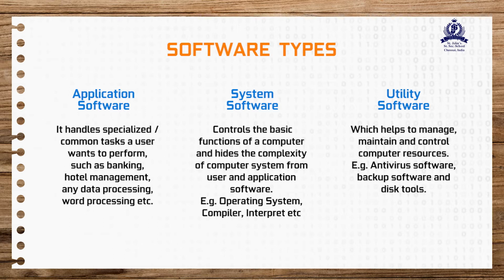Okay. And another one is backup software. Suppose any problem occurs in your system, it tells the user to take a backup of all the information. Like that, it helps to manage and control the entire computer resources. That is the use of utility software. So these are the three different software types available in the computer field. Now we'll see in brief about each and every type.